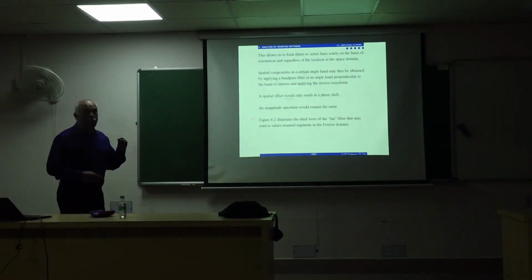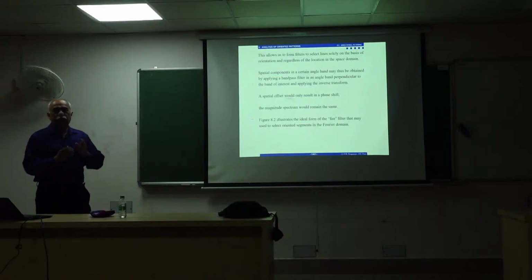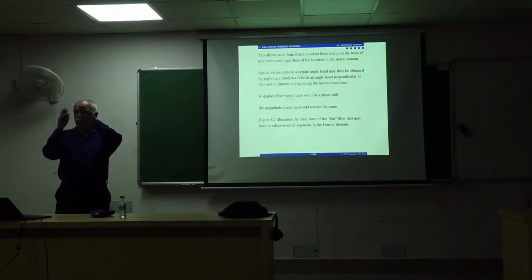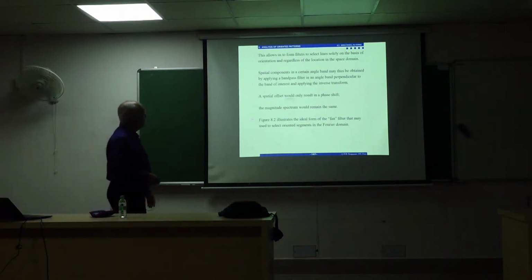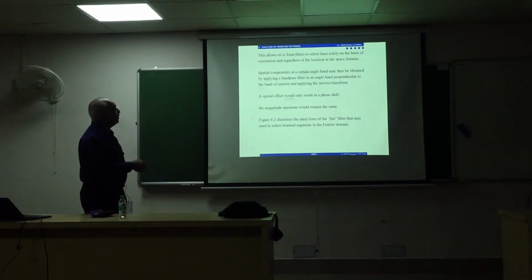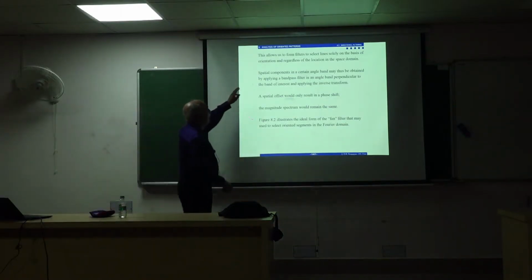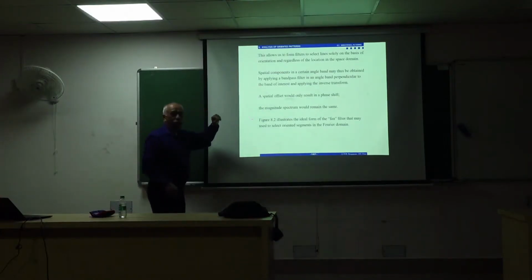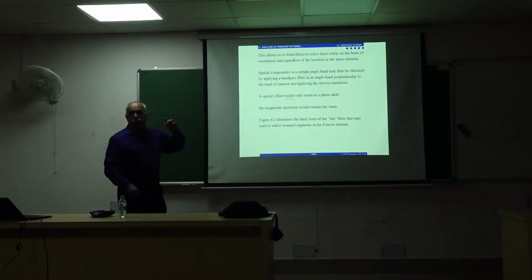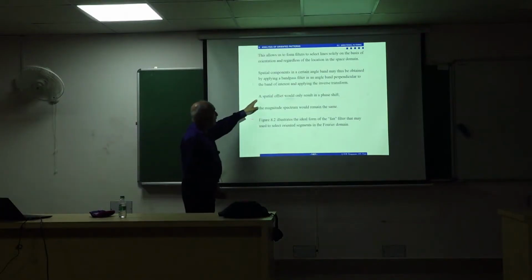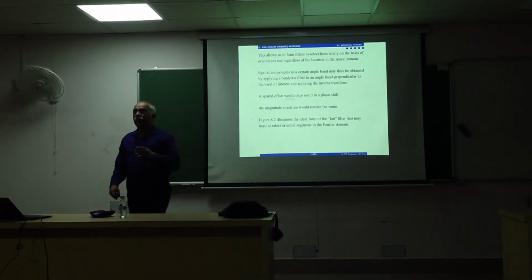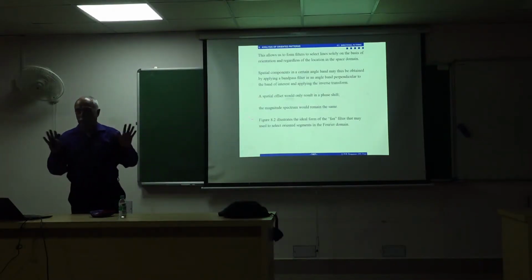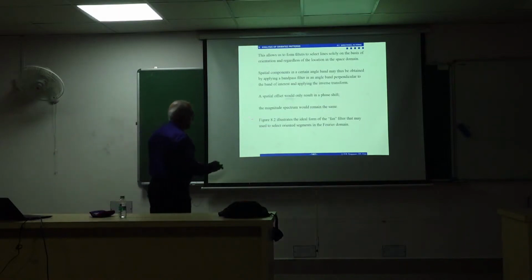So this allows us to form filters and say, I want only components in this angle band. Of course, you must have conjugate symmetry. You have to pass the negative frequencies also. So spatial components in a certain angle band may be obtained by applying a bandpass filter in an angle band perpendicular to the band of interest and then applying the inverse transform. What should be the shape of that filter? We will see later. A spatial offset of the lines would only result in a phase shift. The magnitude remains the same, and filtering typically is done in magnitude only. You let the phase be the same as in the original image.